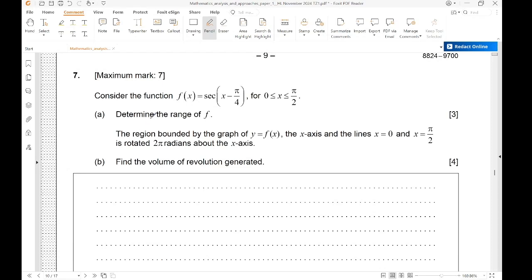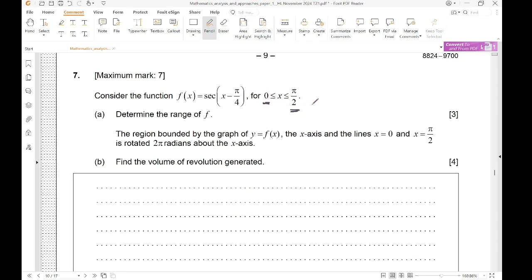Number 7. Consider the function f of x is equal to secant of (x minus pi over 4) for x greater than or equal to 0 but less than or equal to pi over 2. Determine the range of f is the first question that we are given. To find the range of f, we have to first find out the values at 0 and pi over 2.